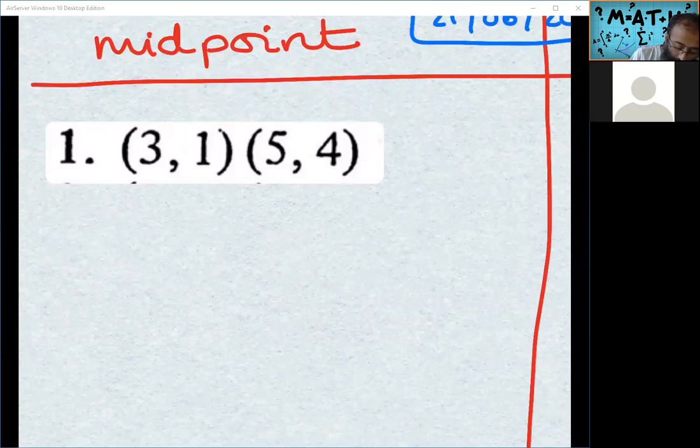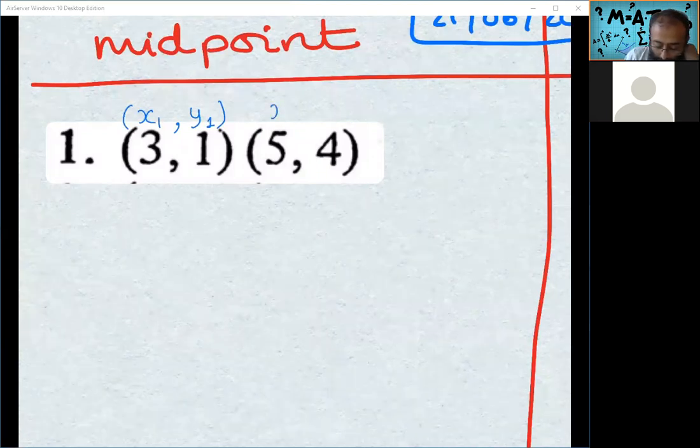So let's get a different color. So we have here our x1, y1. So x1 and y1 is our first pair of coordinates. Then we have x2 and y2. This is our second pair of coordinates.